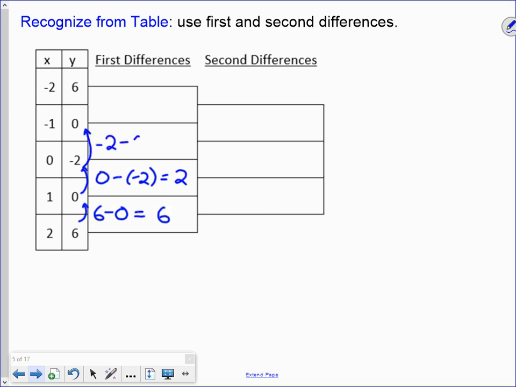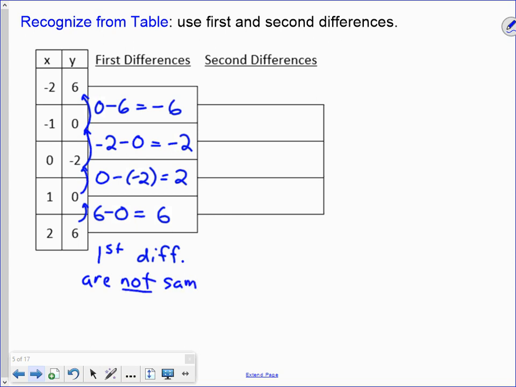Negative 2 minus 0 is negative 2. 0 minus 6 equals negative 6. So right away we can see that the first differences are not the same. First diff, I'll just say diff rather than differences, are not the same. This means our function is not linear.